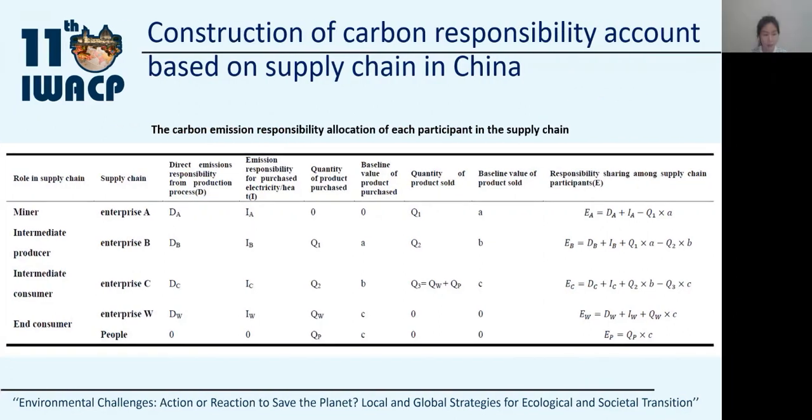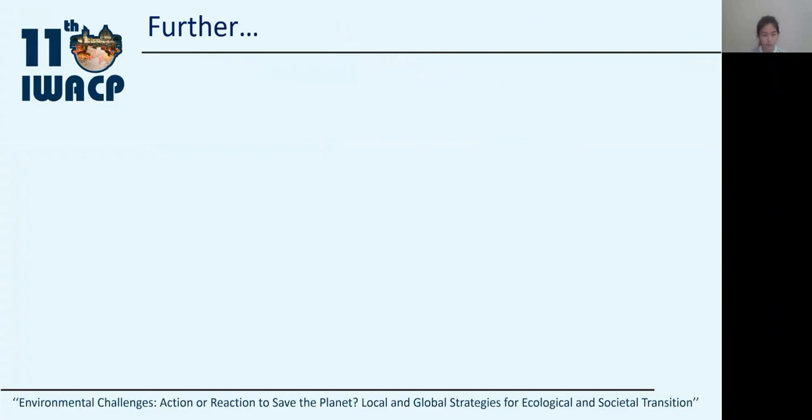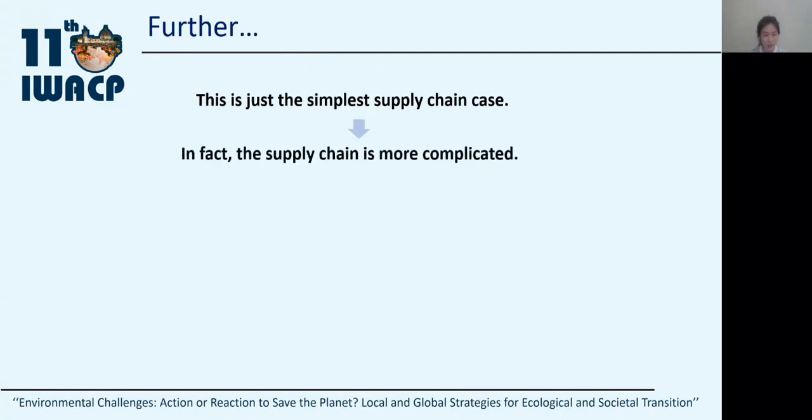The carbon emission responsibility allocation of each participant in the supply chain is shown in the table. Of course, this is just the simplest supply chain case. In fact, the supply chain is more complicated.